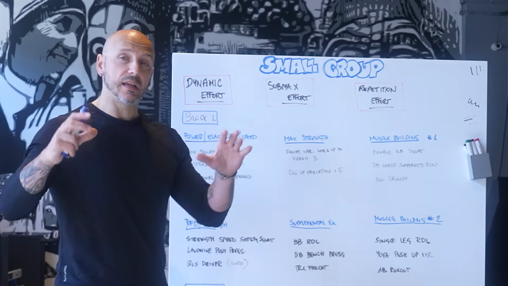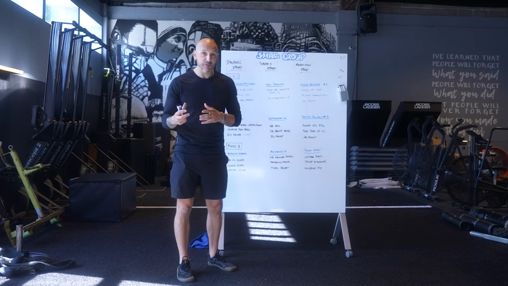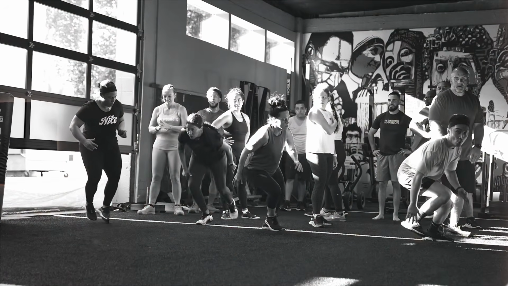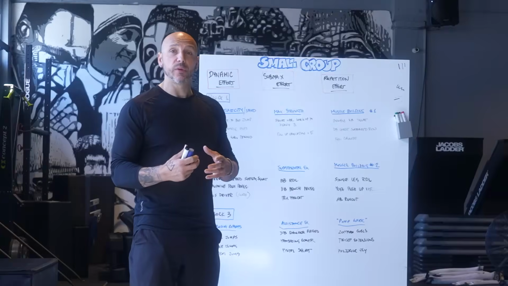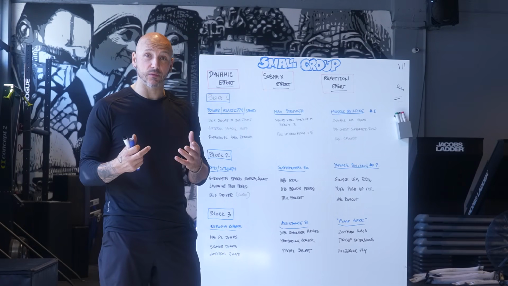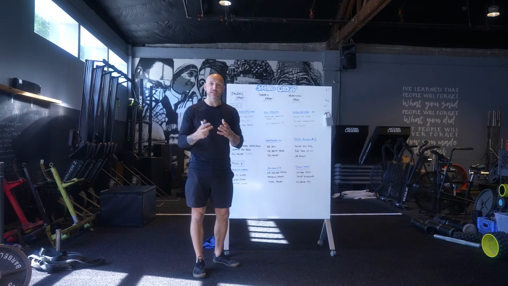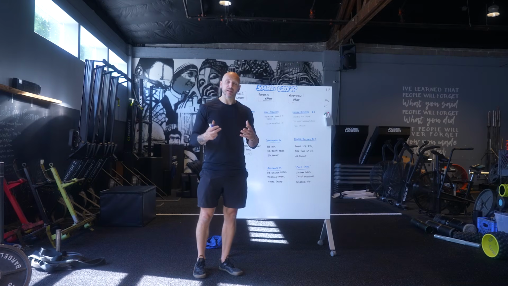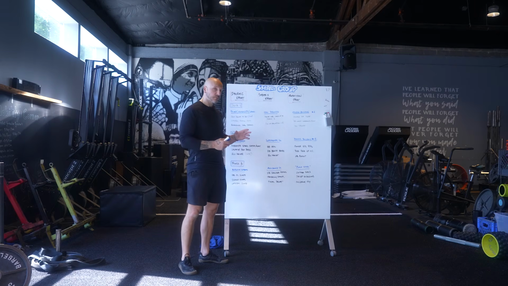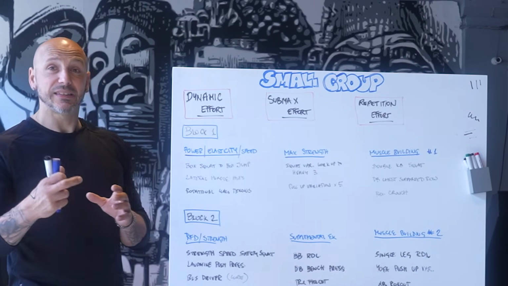Think of the concurrent model: we have a dynamic effort day, which means we're working on speed, strength, speed, elasticity, power, plyometrics. Then we have our max effort or submax effort day where we're lifting heavy, so we're trying to improve our strength. And then we have a repetition effort day, which is essentially building muscle, the bodybuilding type of stuff. So in this small group model, we're splitting the 3 days so that each day has an emphasis.